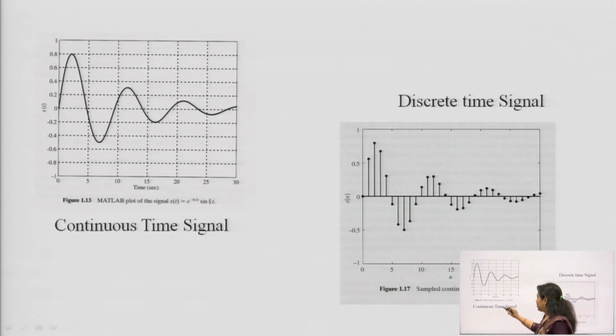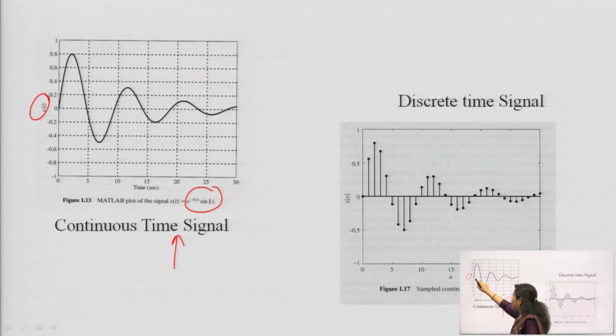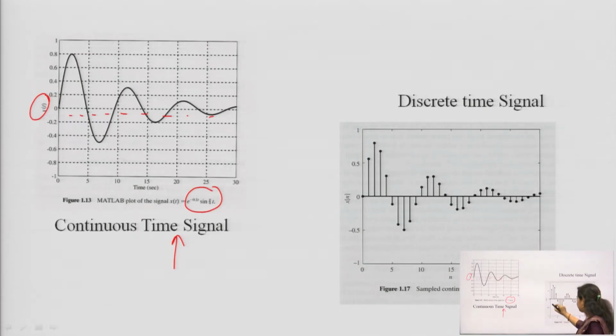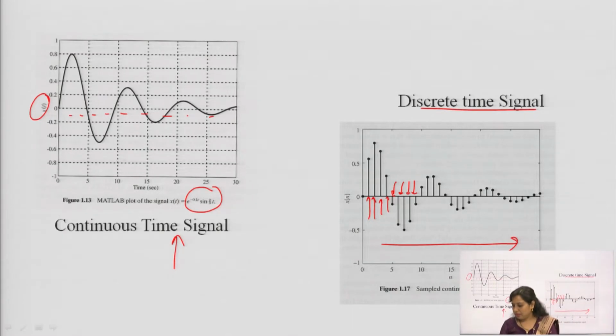Now, this is a diagram which is showing how this continuous time signal is plotted. It is x(t) equals e to the power minus 0.1t sin(2π/3 t). So, this is a continuous time signal, because you can see over here that it will be defined at every point of time. It is continuous in nature, whereas in case of discrete signal, it is discrete in nature. It is defined at 0, 1, 2, 3, 4, 5, 6, 7. So, it is defined at discrete points of time. So, this is the discrete time signal.